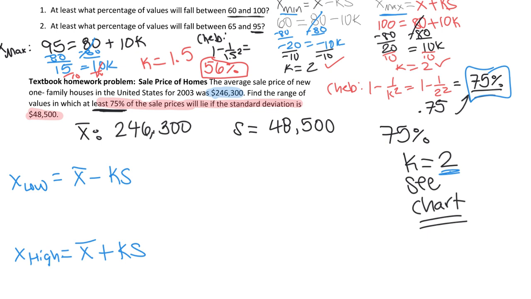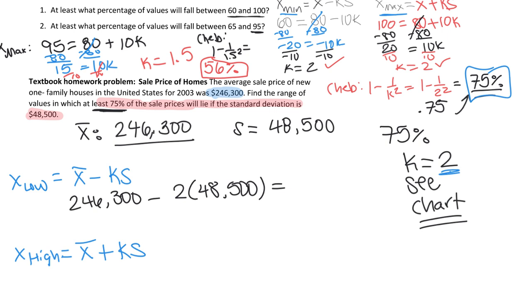Done, I can see by the chat. Okay, so let's go ahead and plug in our numbers. So we've got the average is 246,300, and then minus the k, which is 2, so 2 times 48,500. And then I'm going to do something similar down here for the max. I'm going to have 246,300 and then plus 2 times 48,500.